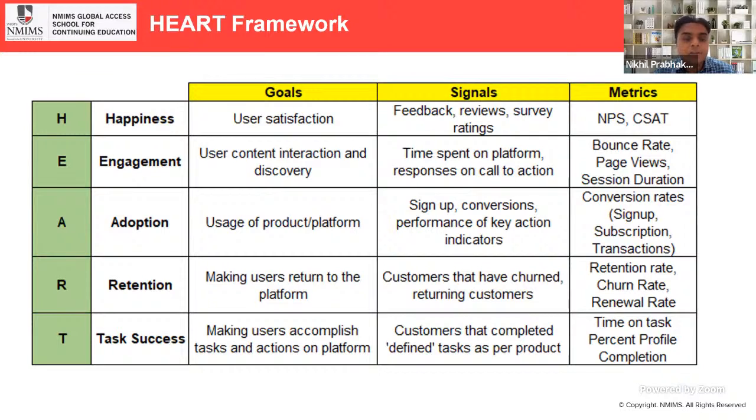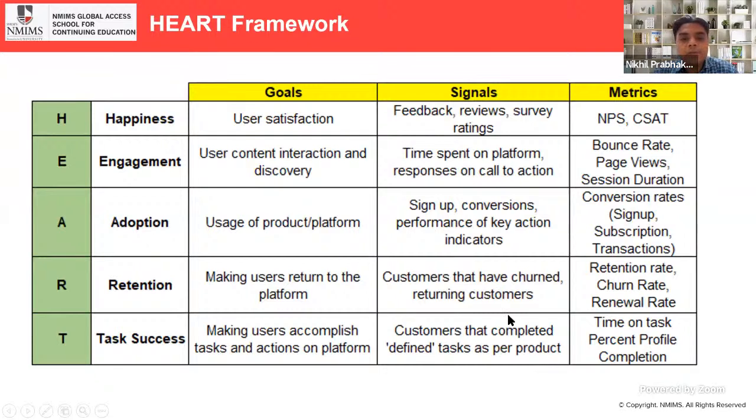about satisfaction. Similarly, when people spend time on the platform, then it is talking about engagement. When people do a sign up, convert, then adoption is happening. When people are churning out, that means retention is not happening. If they're able to make a purchase, then a defined task has been completed.